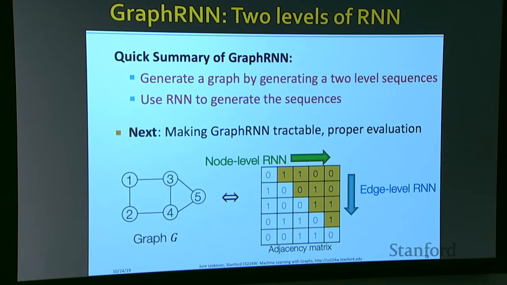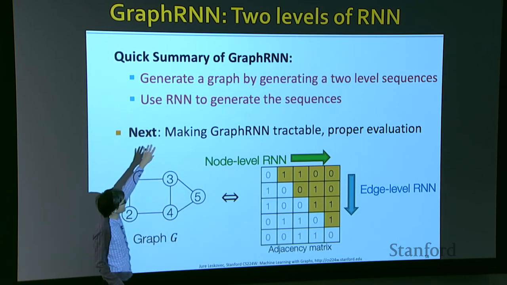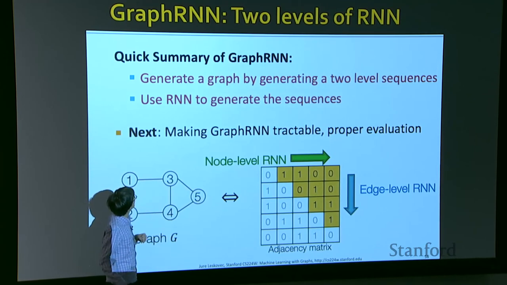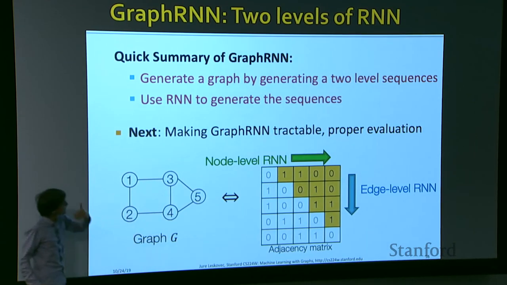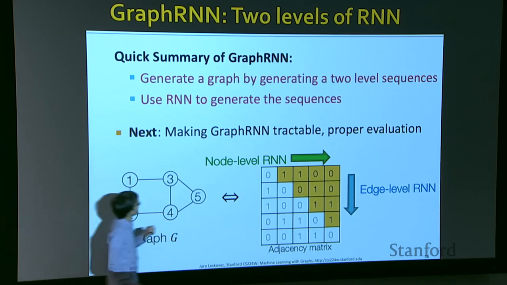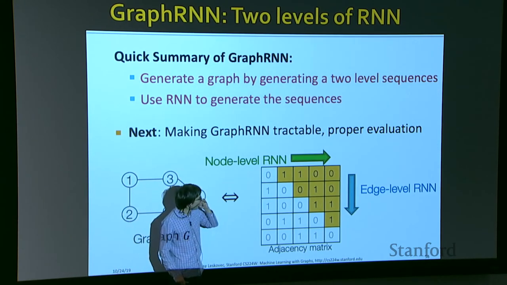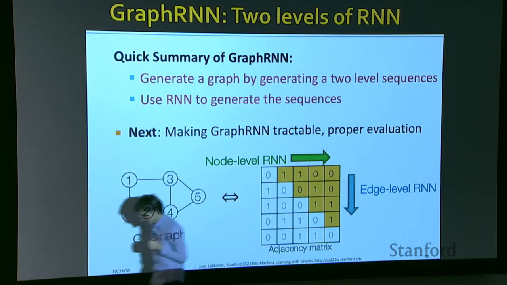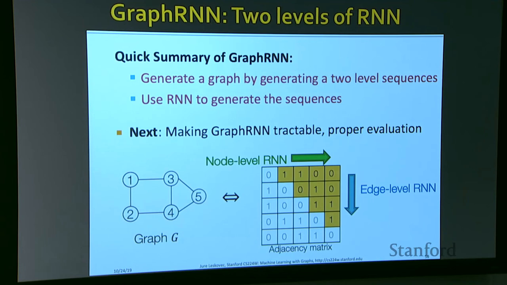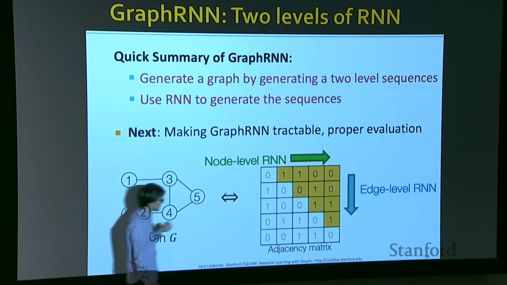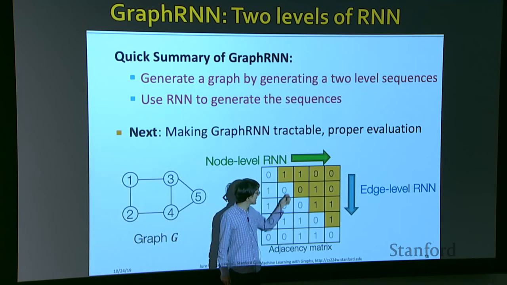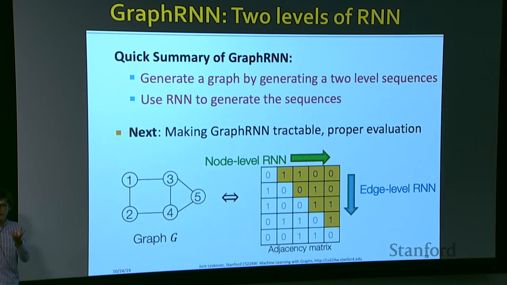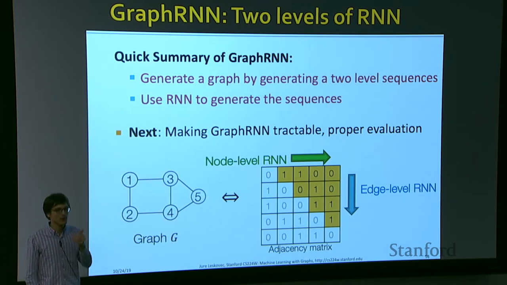So quick summary, what did we learn? We learned to generate the graph using these two sequence-of-sequences type of model, where we use recurrent neural networks to generate the sequence. And essentially, you can think of this as printing out this matrix in this way. And the key step here is that we have this notion of a hidden state. The hidden state is the representation of everything we have generated so far, so that we know what the next step should be.